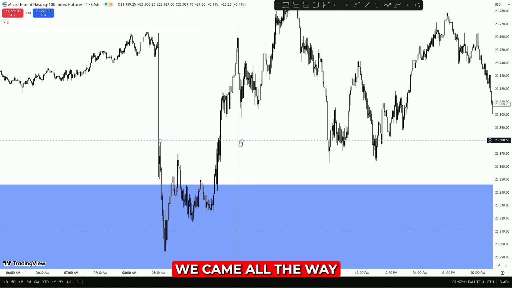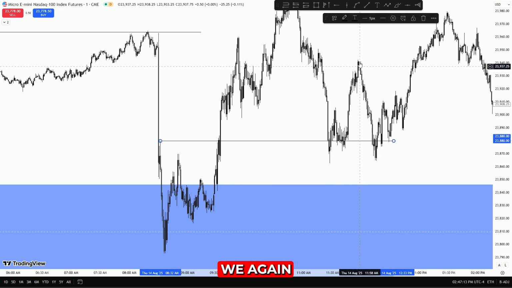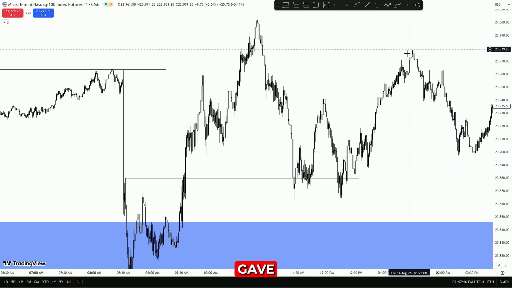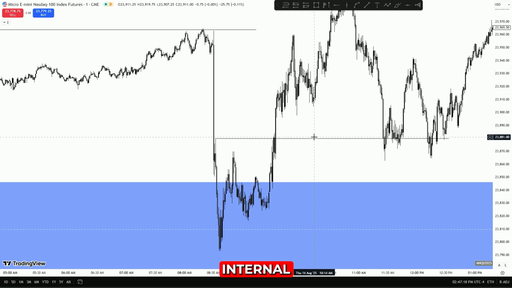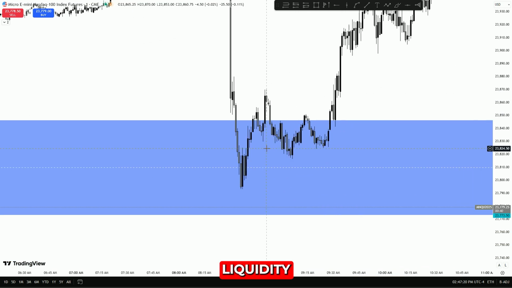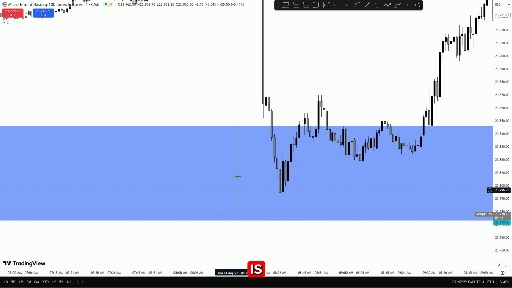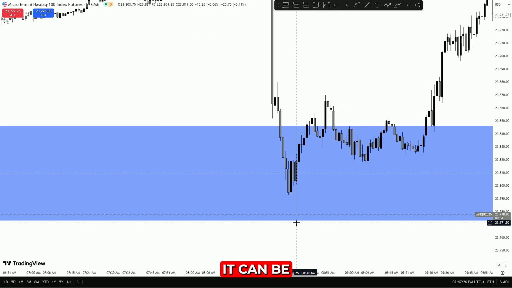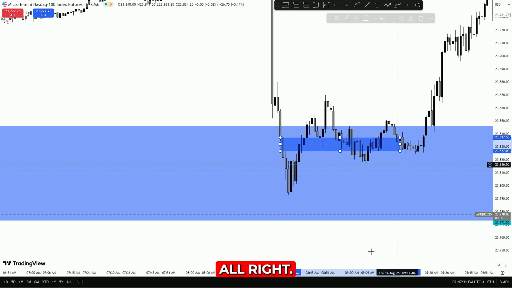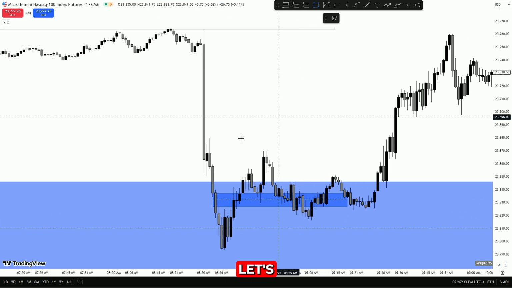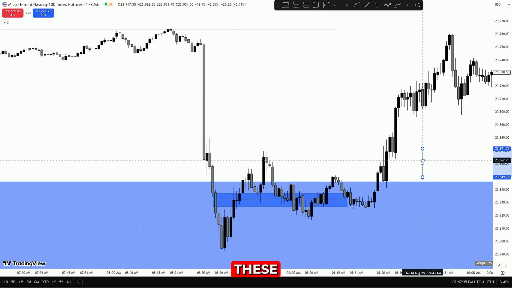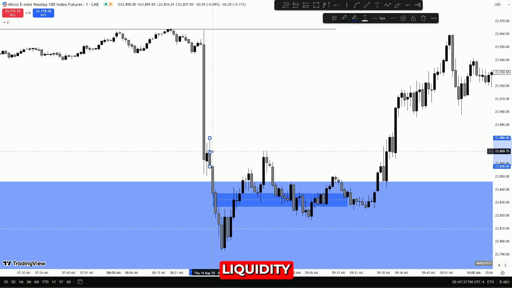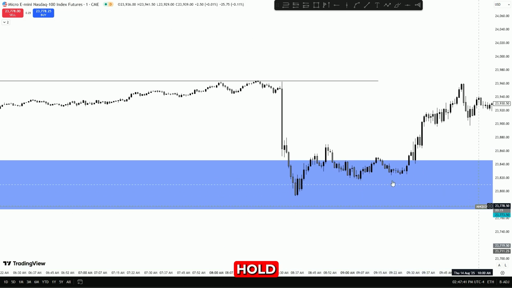As you guys can see, we came all the way back here. We tapped, we again gave a reaction. We came back, we again gave a reaction. Now internal liquidity can be your turtle soup, it can be your inversions, it can be, let's say, your order blocks. All these things hold liquidity in them.